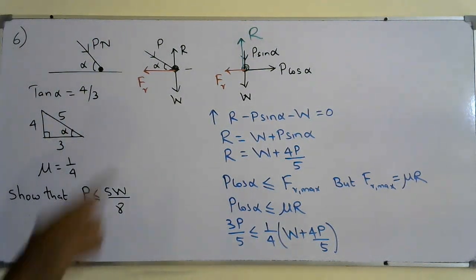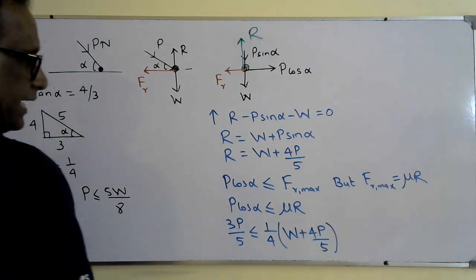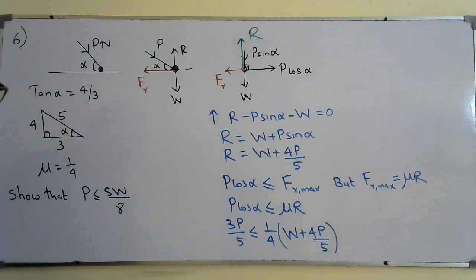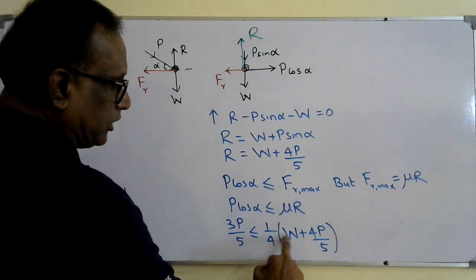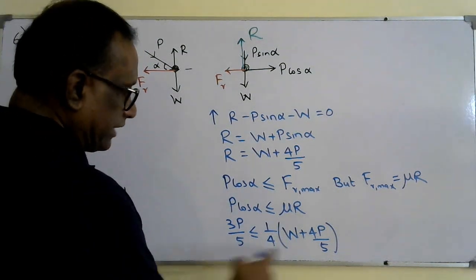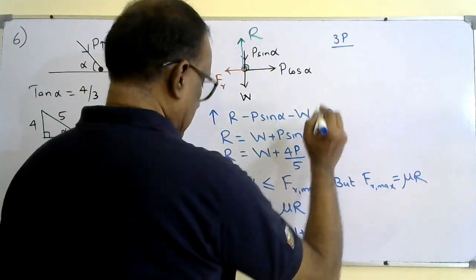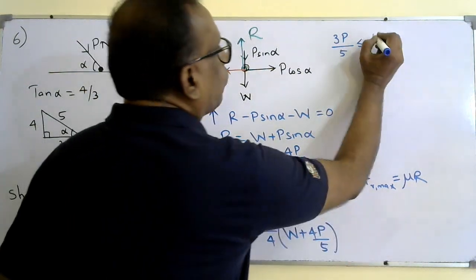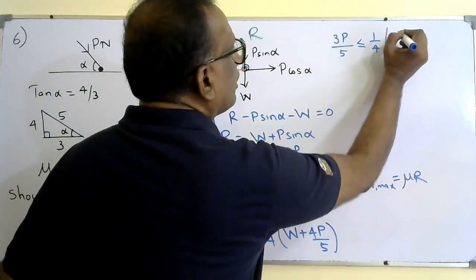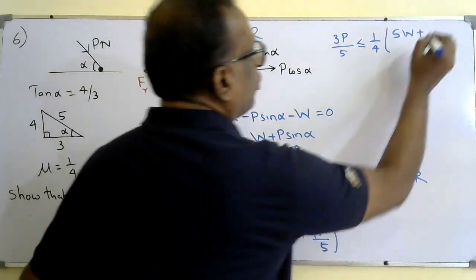We'll continue and solve this further. If I take 5 inside the bracket as LCM, it will be 5W plus 4P. This 5 and this 5 will get cancelled later. 3P over 5 is less than or equal to 1/4 of 5W plus 4P over 5.